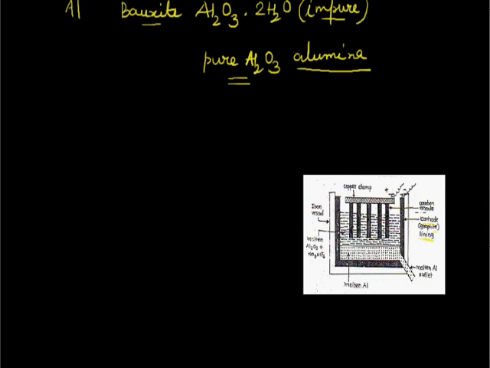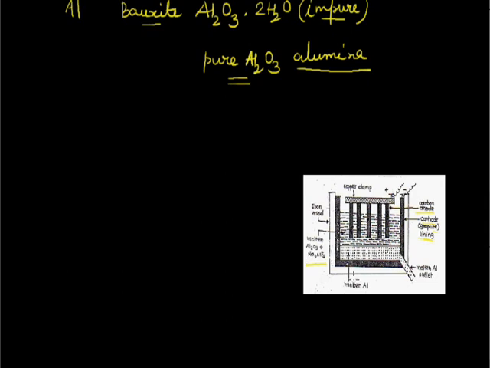These are also made up of carbon and these act as anode. The liquid shown, that is the electrolyte. And this electrolyte consists of molten Al2O3 and Na3AlF6, which is called cryolite. It is also an ore of aluminium. Most important ore is bauxite and second most important ore is cryolite.